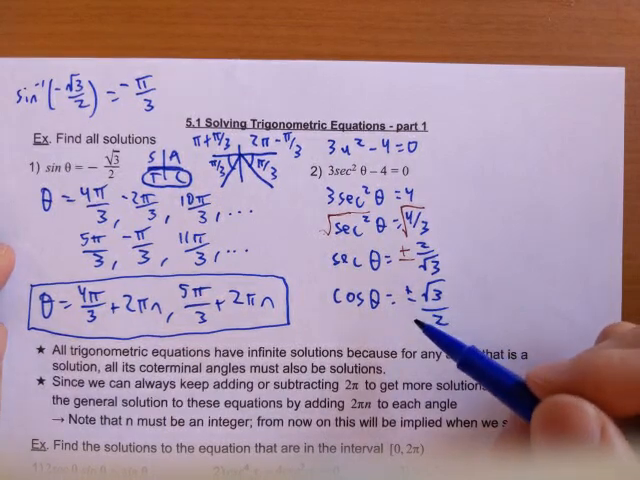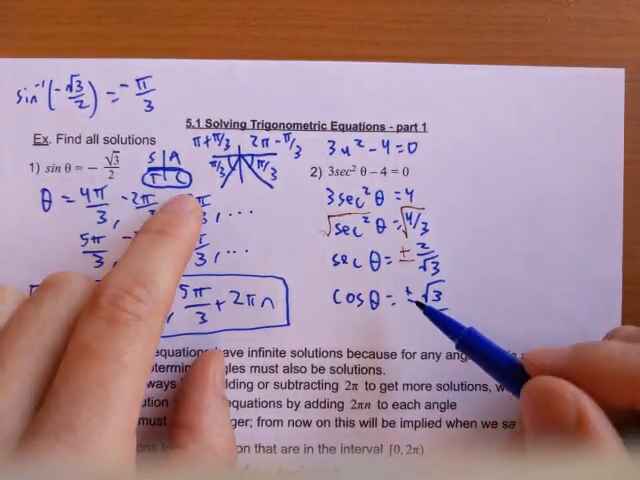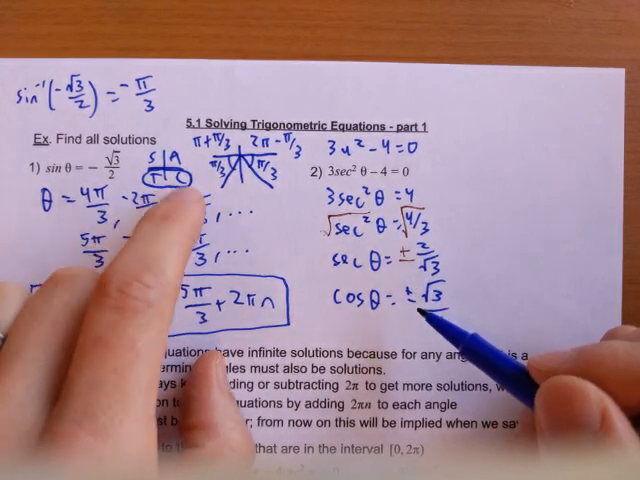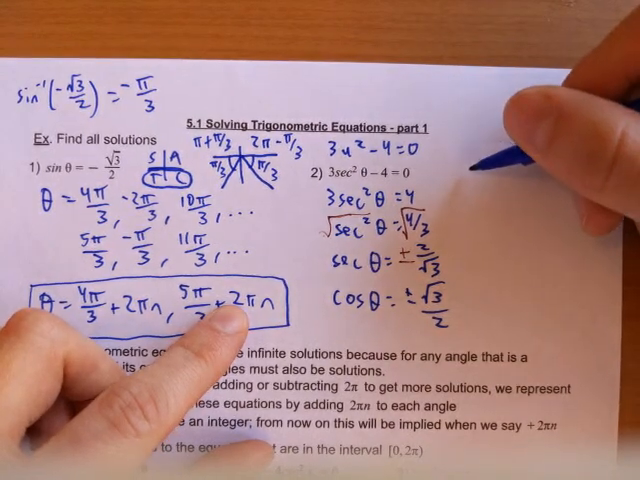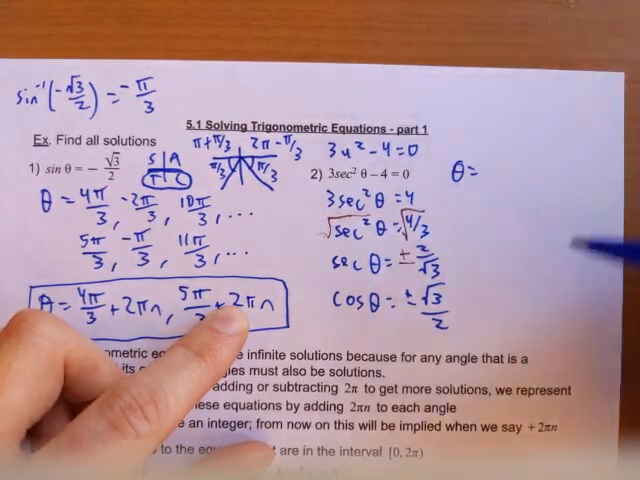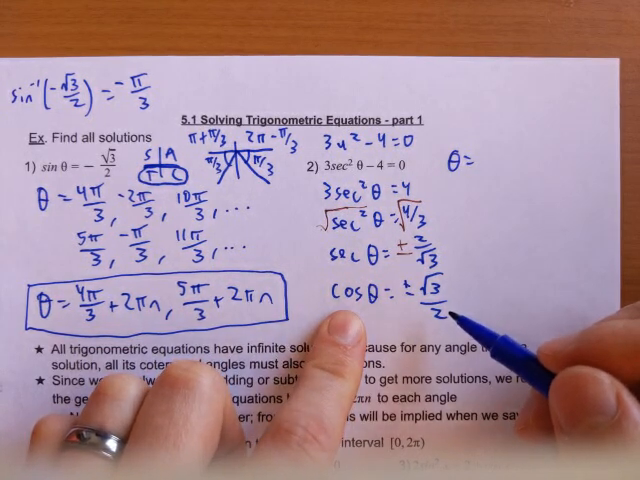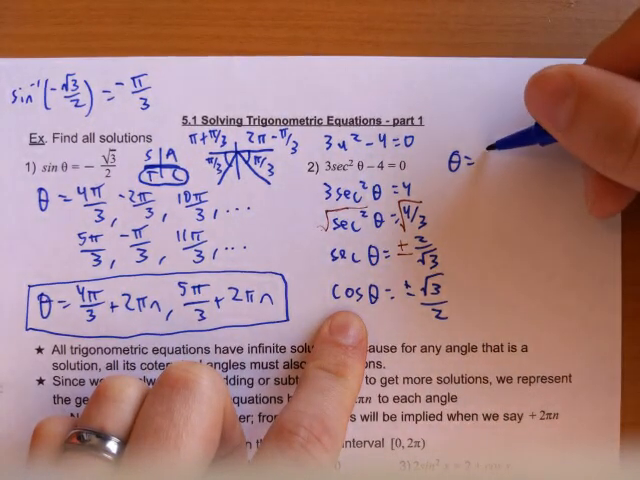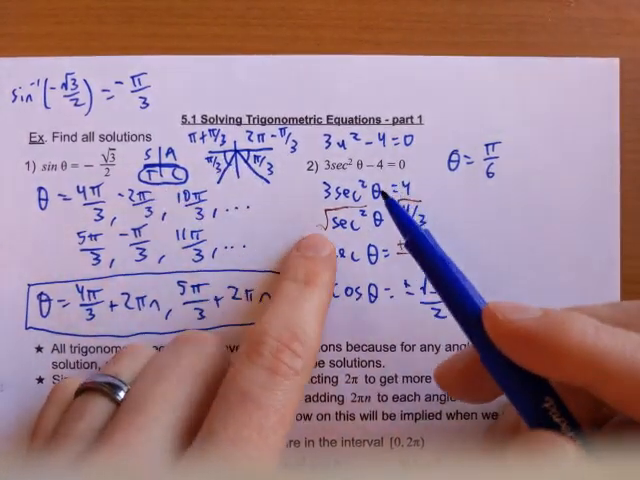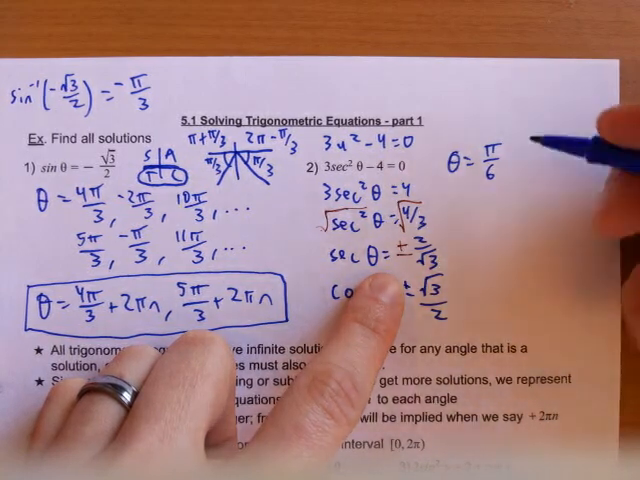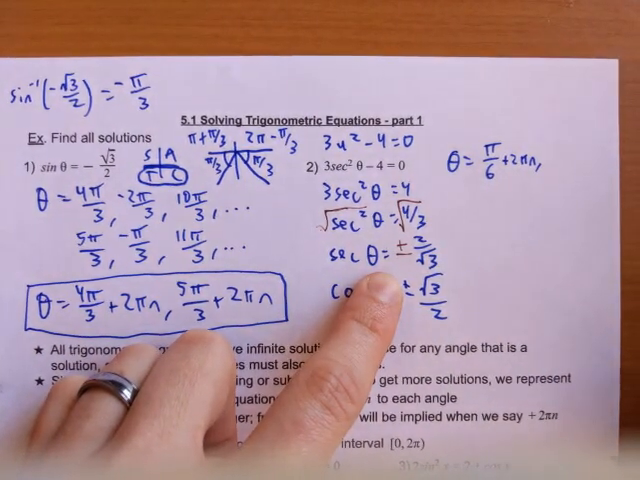All right, well here we've got this plus or minus, so I don't really have to think about ASTC, because if it's positive or negative, I want all 4 quadrants. All right, so I do have to think about what my reference angle is. So if I want cosine to be root 3 over 2, I want the x to be root 3 over 2 on the unit circle, and that's your pi over 6. And again, I want all the solutions, so I need all the coterminal angles with pi over 6. So I have to put this plus 2 pi n on it.